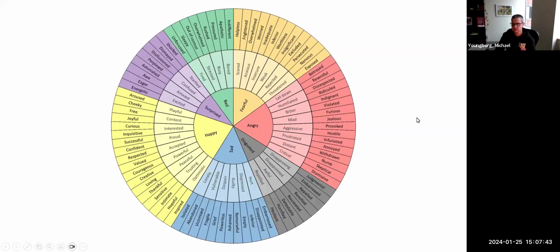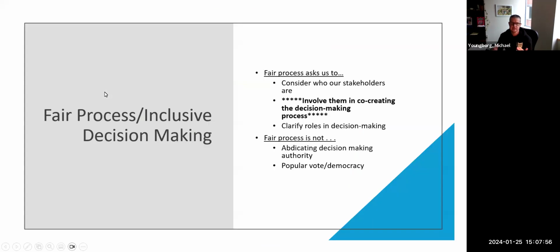And so again, this is something that is going to form sort of a baseline for how you can even approach talking in the first place, whether you're being proactive about something or whether you're responding to something. And so let's move into talking a little bit more intentionally about actually engaging in making those decisions. And so I want to talk a little bit about what we call fair process or inclusive decision making, and a couple things here about what that is and what it isn't.